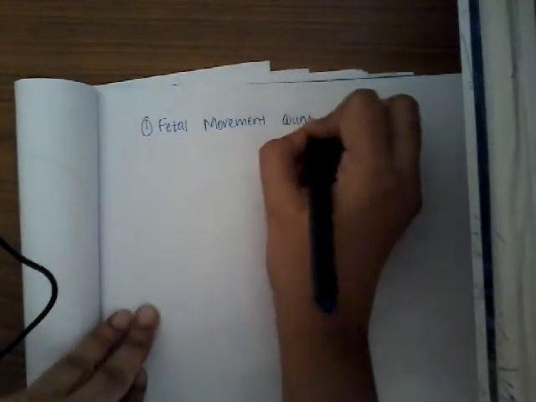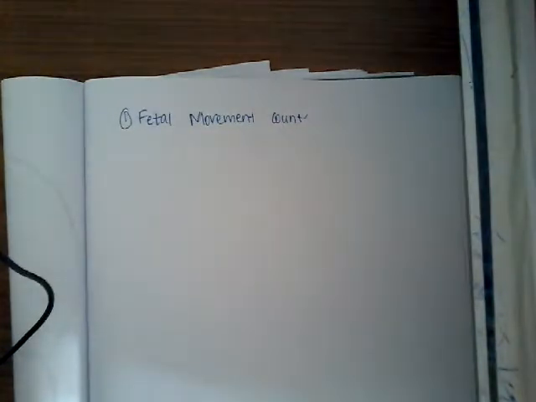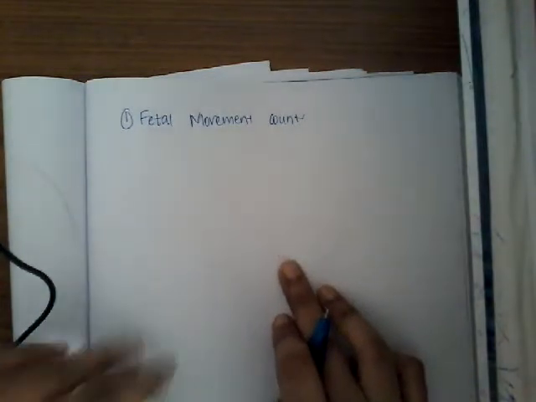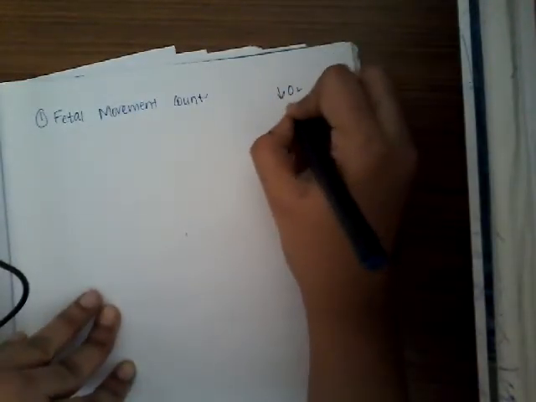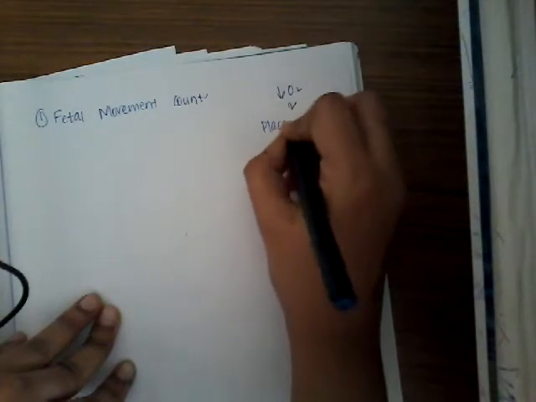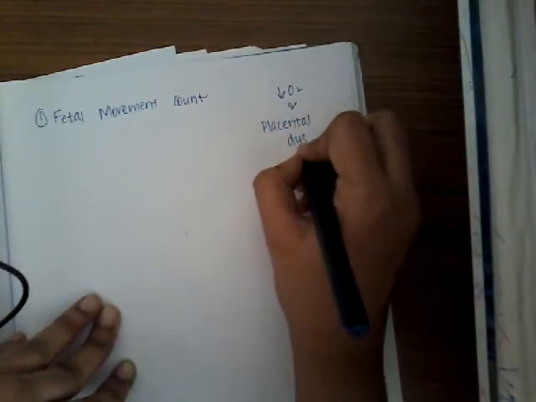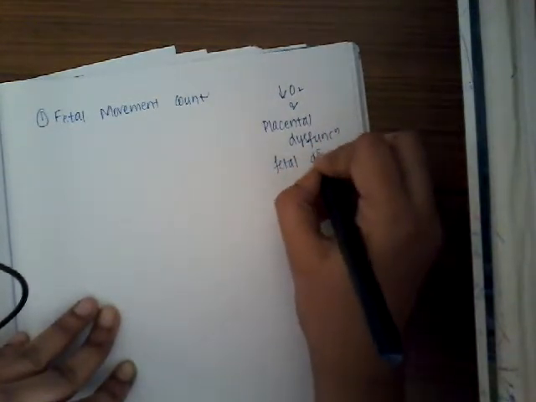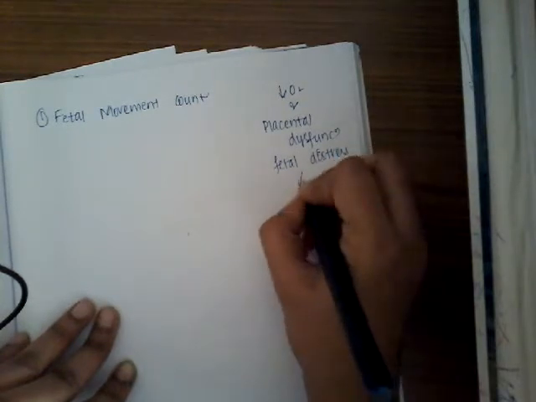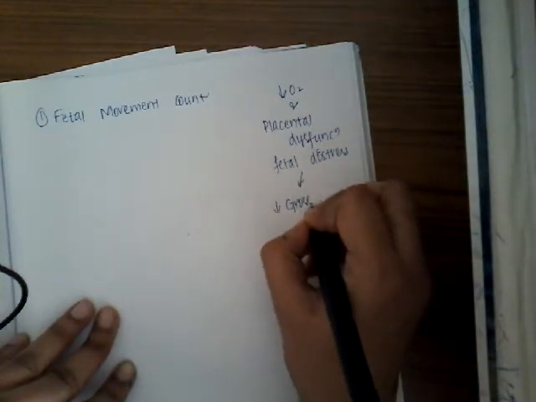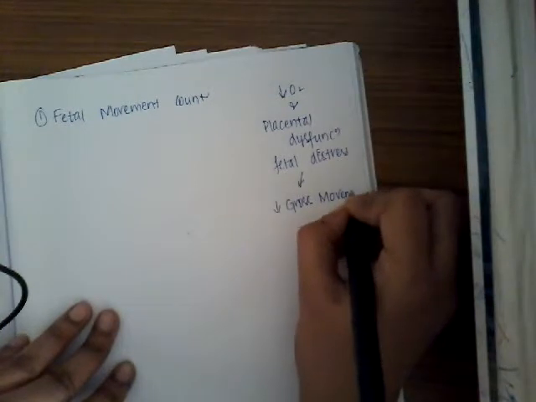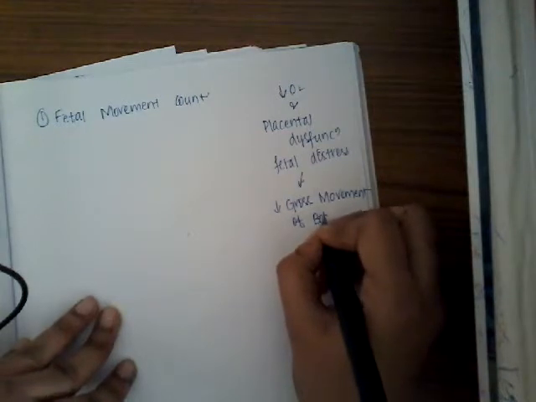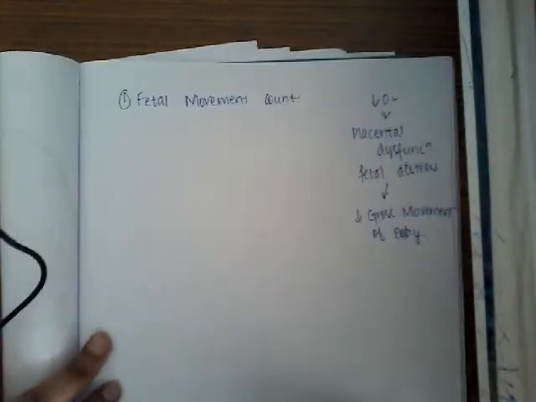So in fetal movement count, you'll have to ask the mother to count the fetal movements, gross body movements of the fetus. Whenever there is hypoxia, that is decreased oxygen, or whenever there is placental dysfunction, or if there is any fetal distress, then the gross movements of the baby are decreased. So all these will decrease the gross movements of the baby. So as a result, the fetal count will also decrease.